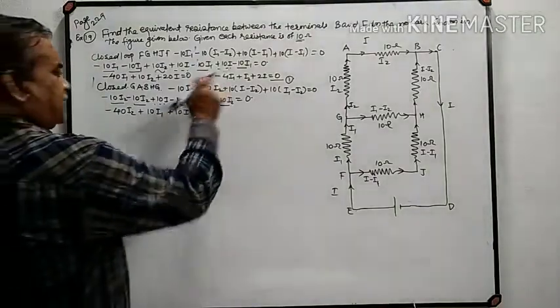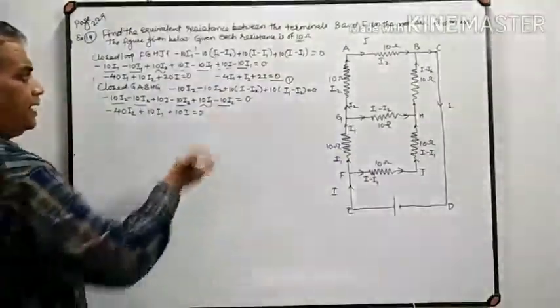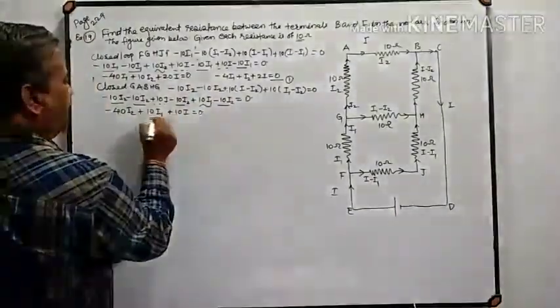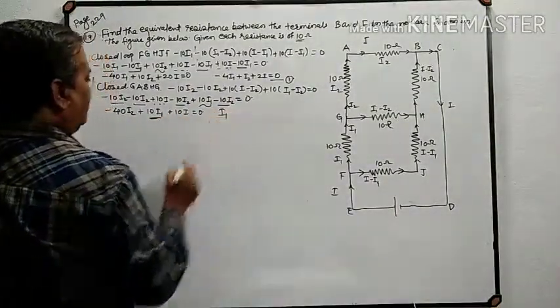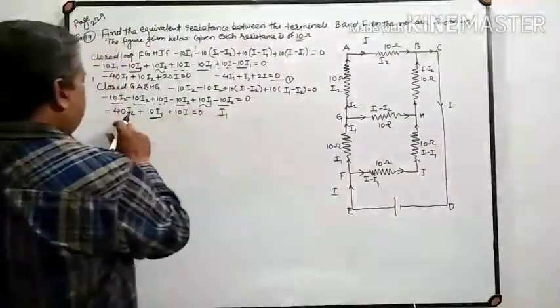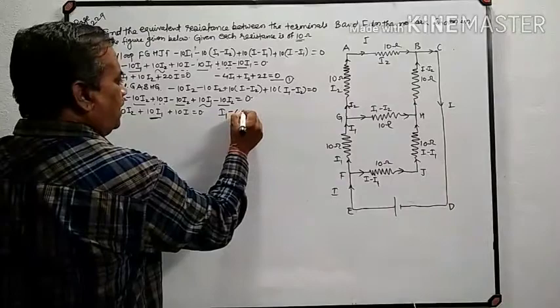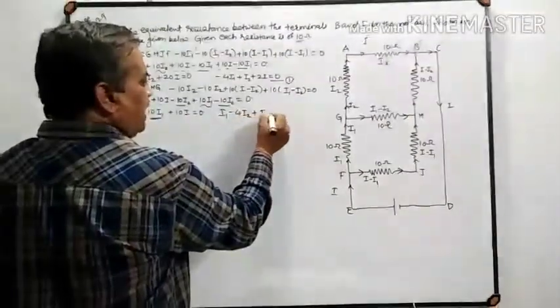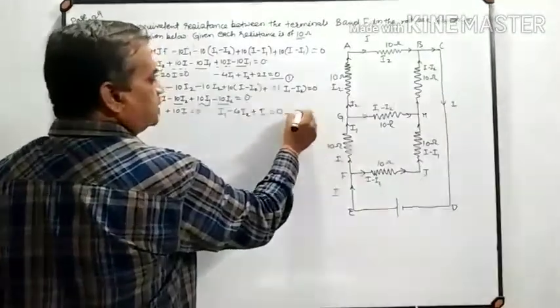Now write this equation. Divide this equation by 10 and write it in this manner. So it becomes, see here, 10 I1 divided by 10, so it is I1, minus 40 I2 divided by 10, so it is minus 4 I2, plus 10 I divided by 10 means it is I is equal to 0. This is equation number 2.